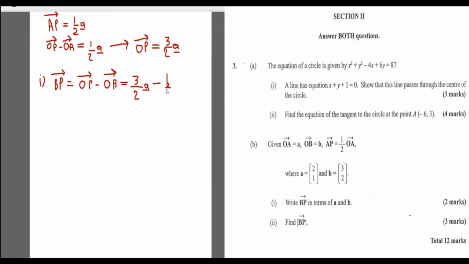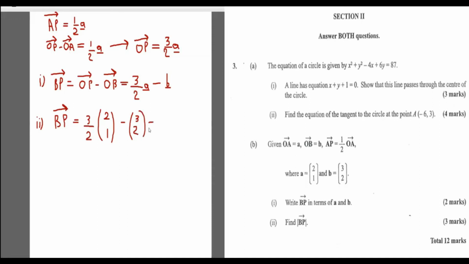Then the next part of the question says, find the magnitude of vector BP, the second part of the question. So in order to find the magnitude of vector BP, we need to expand out what that is. So vector BP, first and foremost, is just 3 over 2A. So it's 3 over 2A, but vector A is 2, 1. So this is really 3 over 2 times 2, 1 minus vector B. And vector B is 3, 2.